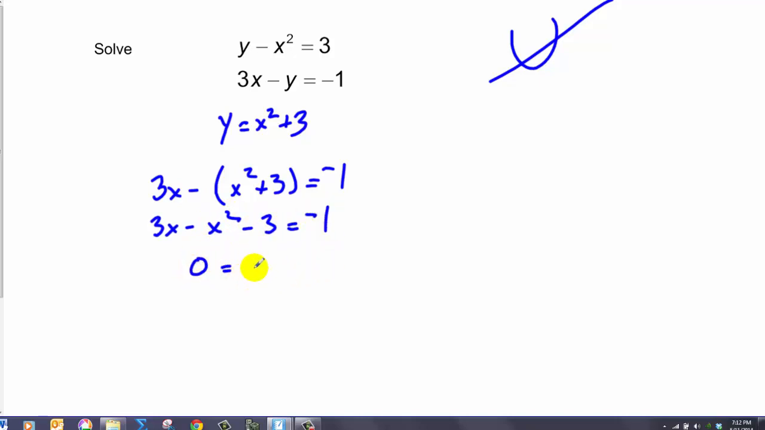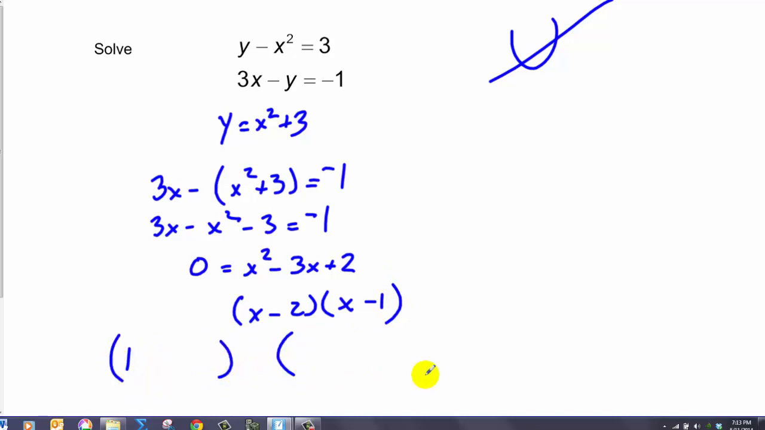Set the side equal to 0. Get x squared minus 3x plus 2 is equal to 0. I get x minus 2, x minus 1 as solutions. Therefore, I know x is equal to 1 and x is equal to 2, which means I'm going to have two solutions, much like my picture here. Plug back in to find my y. I know that 1 squared plus 3 is 4, and 2 squared plus 3 is 7. So those were my two intersections.